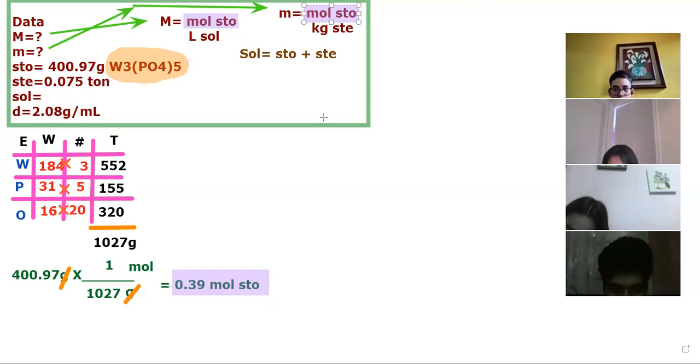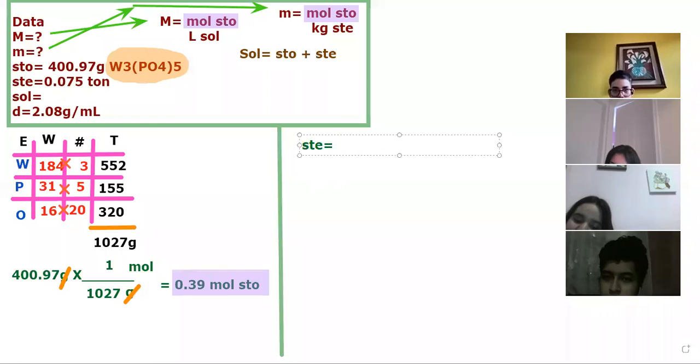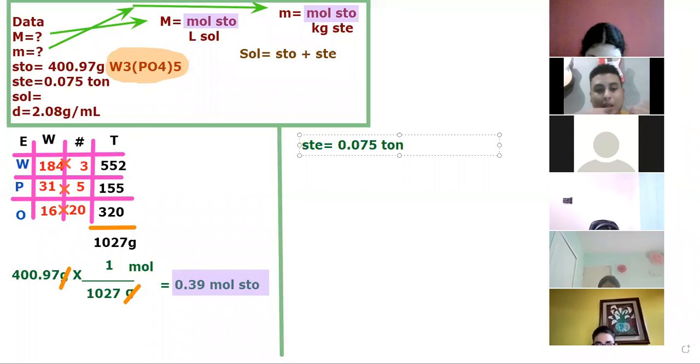Okay, I'm going to divide this part with one big line here, like this. We finish until here with the STO. Annie said that she wants to start with the molarity, right? So in this case, we have the STE is equal to 0.075 ton. Remember, to obtain the solution, you must have the STO and the STE in grams, right?